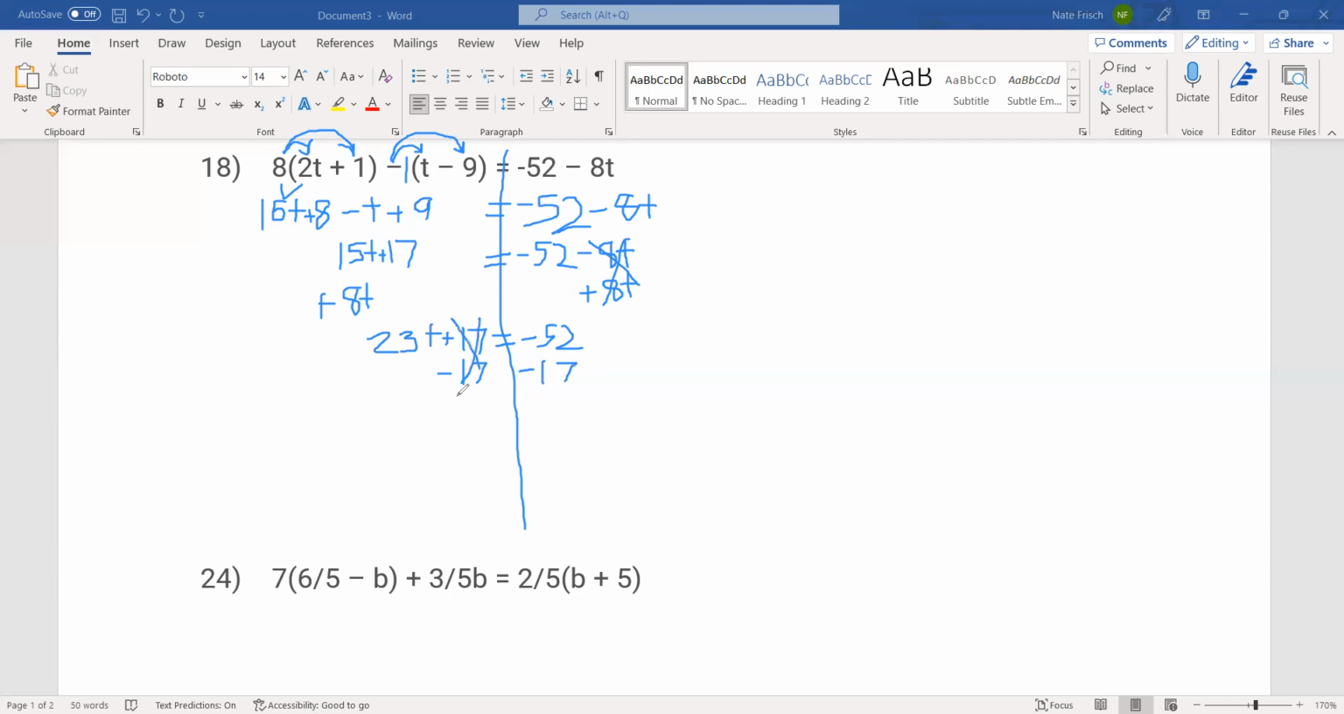These are gone. I'm left with just 23t, getting closer to the end. I'd have a negative 52 and subtracting, going even deeper in the hole. So I'm actually adding those. You could think of it as adding a negative 17. And that should give me a negative 69. And now I'm at a one-step equation.